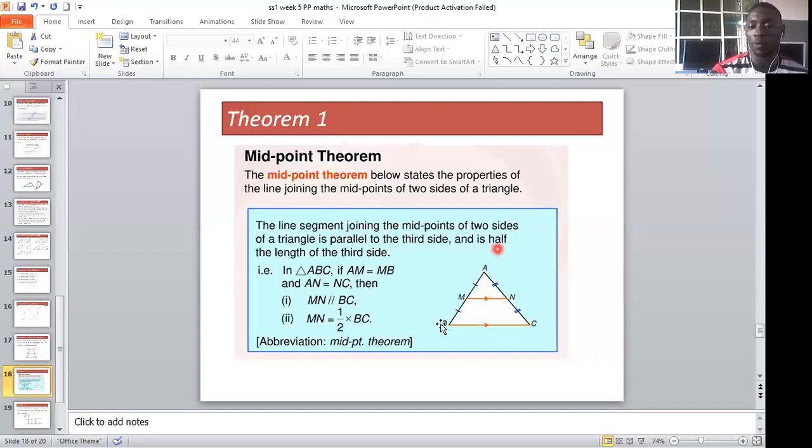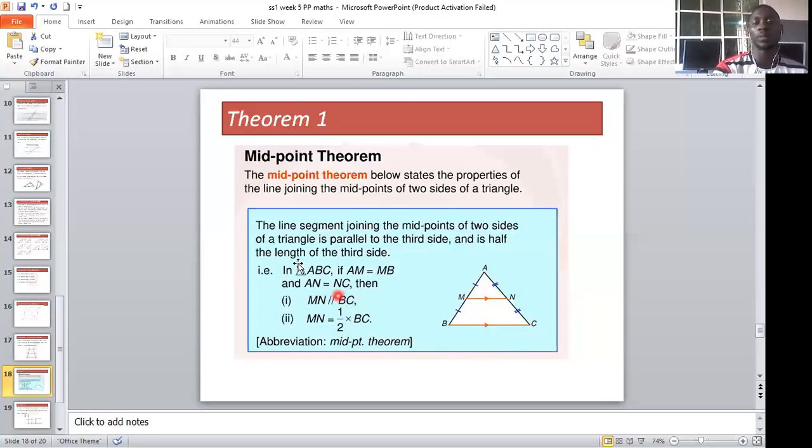This is the third side, BC, and is half the length of the third side. That is, MN is half of BC. The line segment joining the midpoint of two sides of a triangle, AB and AC, is parallel to the third side, that is MN is parallel to BC, and is half of the length of the third side, that is MN is half of BC.